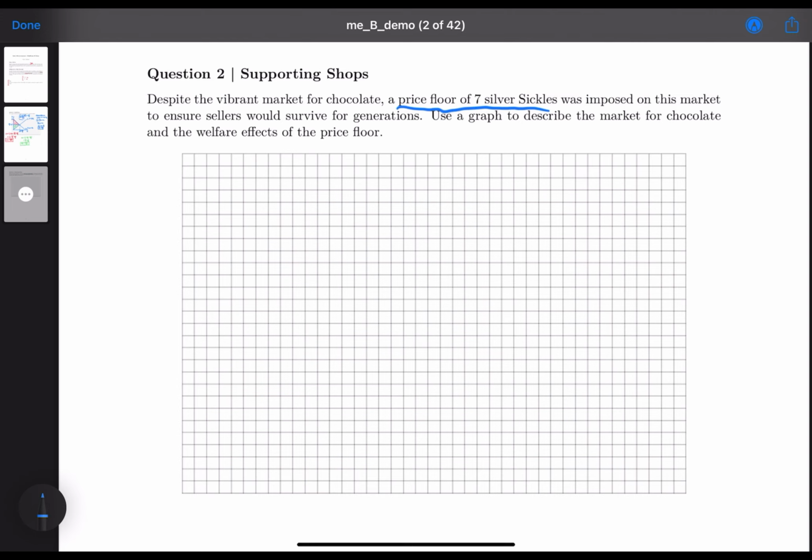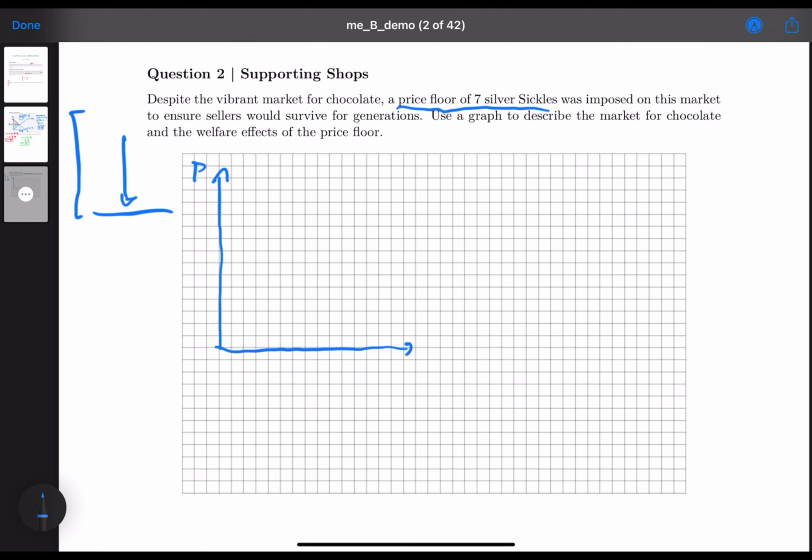So remember, a price floor requires that the price not go too low. This is a floor. So what this means is we're requiring that the price be high. So if the price goes too low, then that's illegal. Okay.